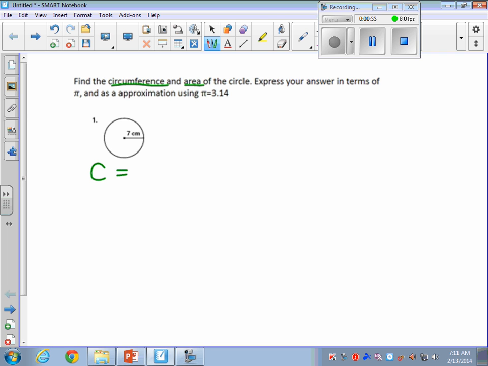Circumference, first of all, equals 2 pi times the radius. In this case, the radius is 7, so that's going to equal 2 pi times 7. I recommend you always leave pi until last. So 7 times 2 is 14. So my first answer for the circle is 14 pi, and that would be centimeters for the circumference. And then if I want to see what that is without pi, then off to my side, I'm going to do 3.14 times 14 and multiply that out.